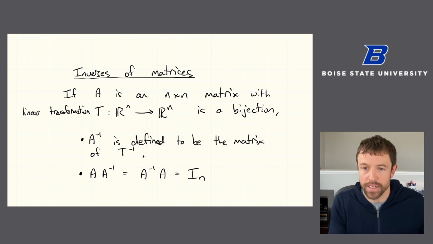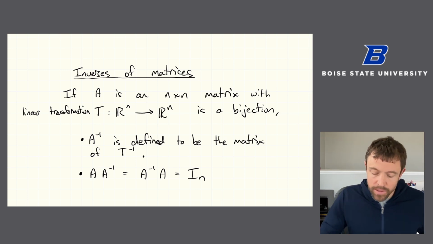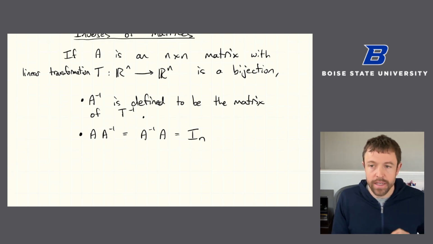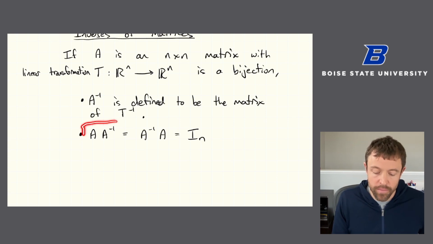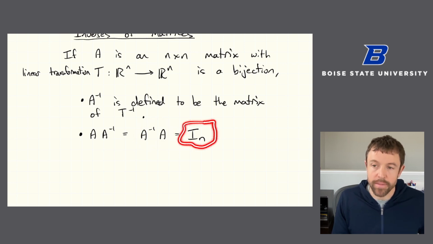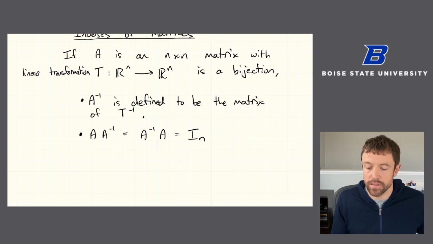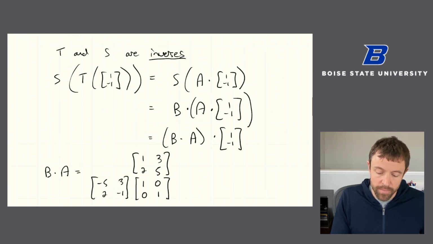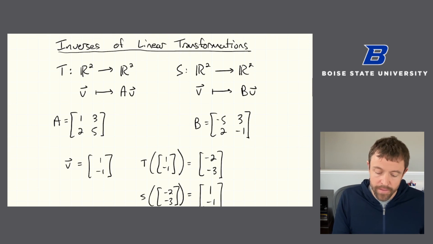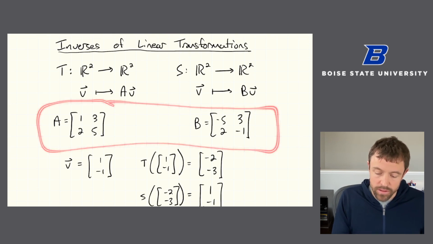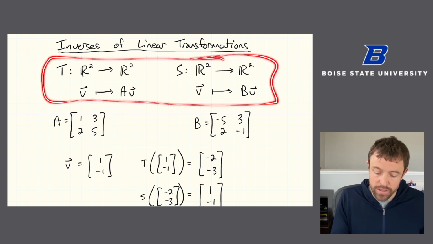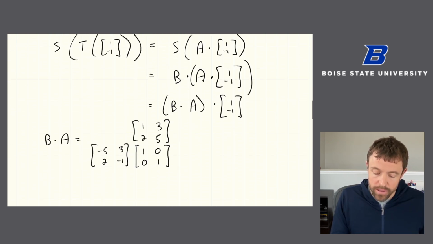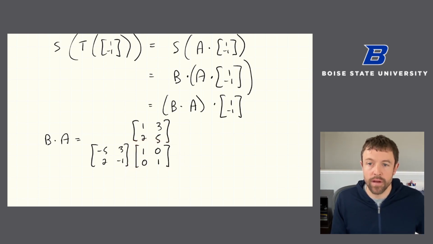so that linear transformation has a matrix. And what we just saw in the previous example is not a coincidence. When we multiply a matrix times its inverse, we'll always get the identity matrix of the corresponding dimension. That was what we saw here in one direction. B and A are matrices whose linear transformations are inverses of each other. And when I multiplied these two matrices, what I got was the identity matrix of the right dimension.